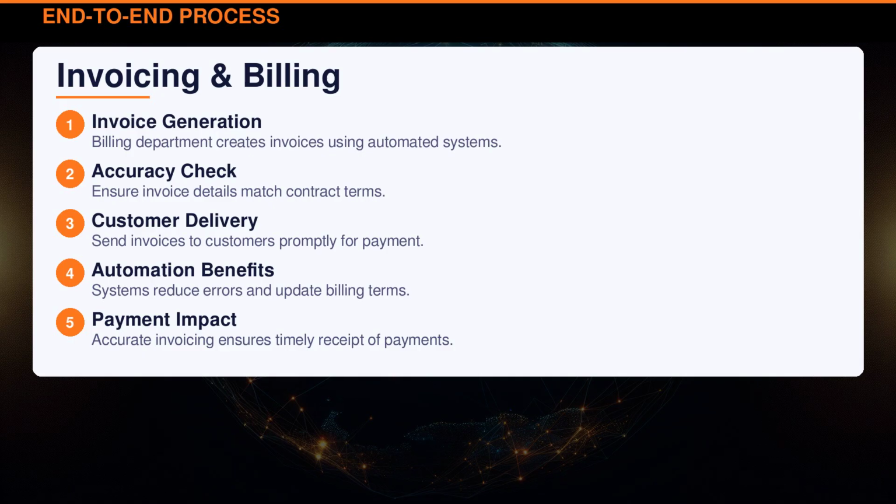Invoicing is crucial for cash flow and customer relationship management. The billing department generates invoices, often leveraging automated billing systems to ensure accuracy and efficiency. Timely and accurate invoicing ensures the company gets paid on time. Errors here can lead to customer dissatisfaction and delayed payments, impacting cash flow. Automation helps reduce manual errors and allows for seamless updates to billing terms as services evolve.